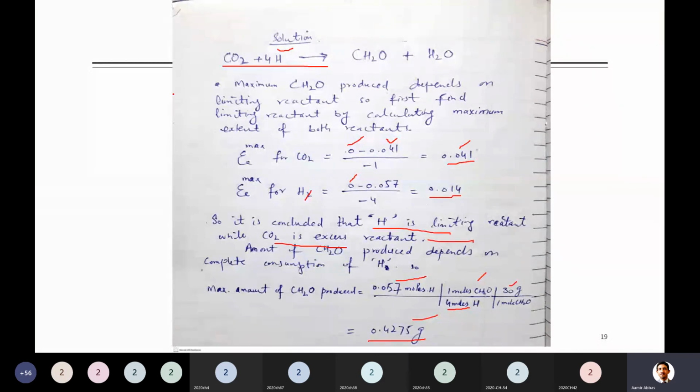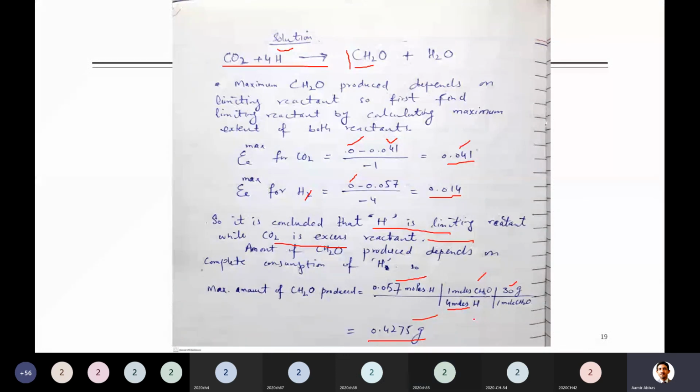Because I have 0.057 mole of hydrogen, that is given in the question. So I'm looking for the moles of CH2O. How can I find it? I can just multiply it with the factor as per the stoichiometric ratio of the reaction. When there are 4 moles of hydrogen, you produce 1 mole of CH2O. So these come from the equation. Clear to you?